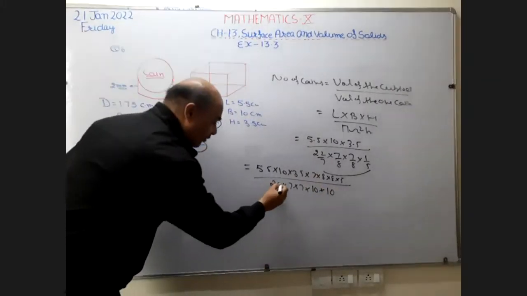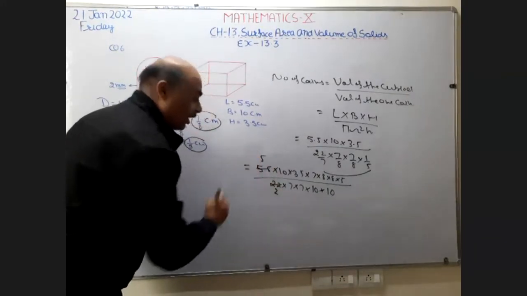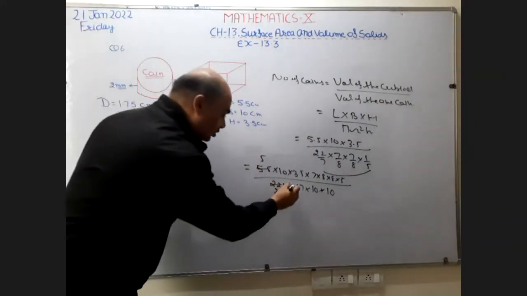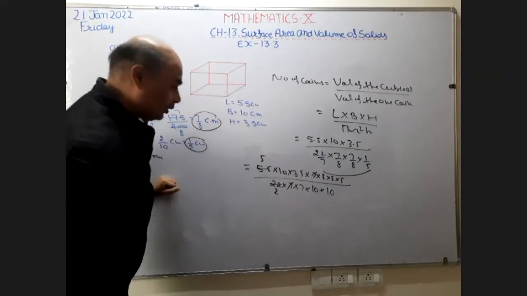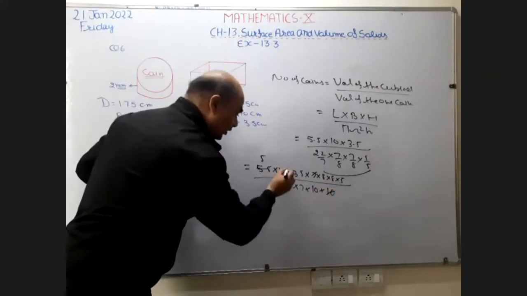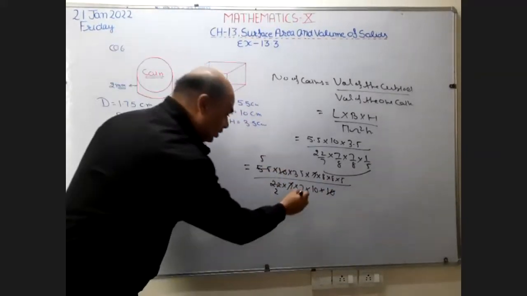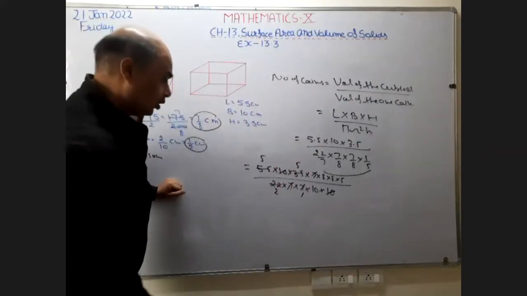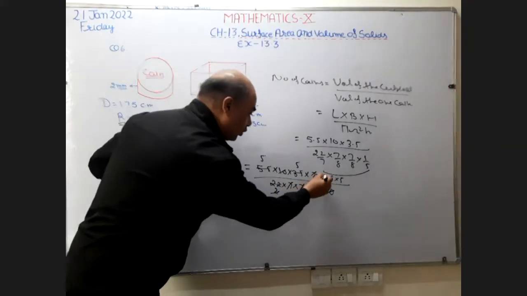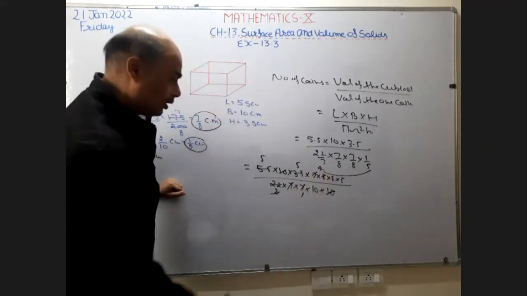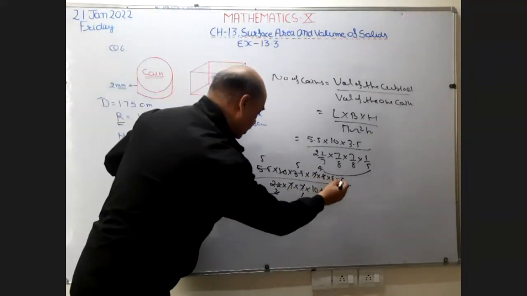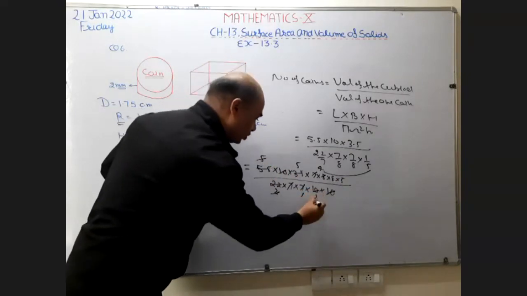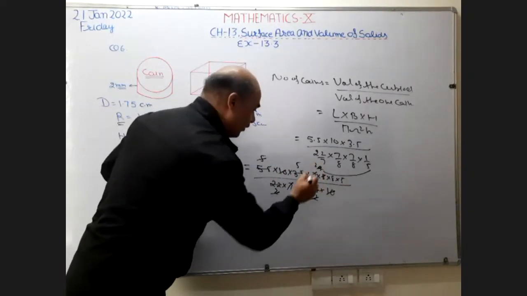See, 11 2s are 22, 11 5s are 55. Clear? This 7 is going to cancel with 7. Now this 10 is going to cancel with 10. And 7 1s are 7, 7 5s are 35. Now what is left? This is going to be 2 4s are 8. Okay? Now 10 is also there to cancel this 10 also. 5 1s are 5, 5 2s are 10. And this is going to be 2 2s are 4.